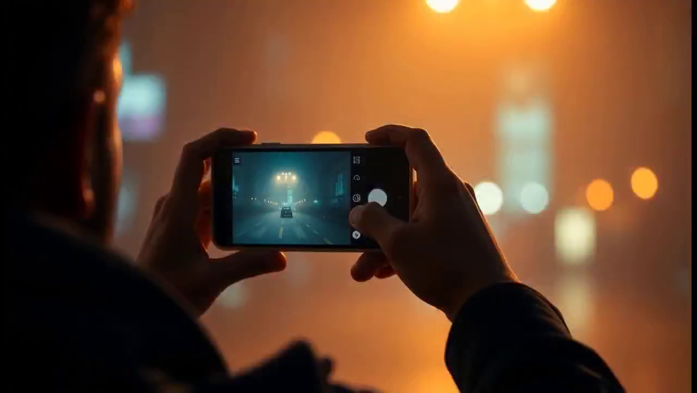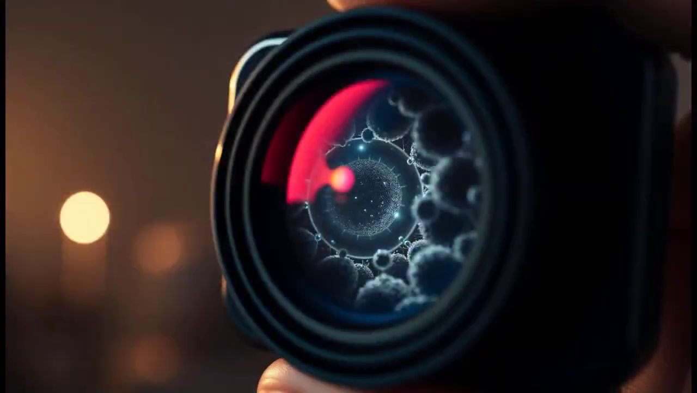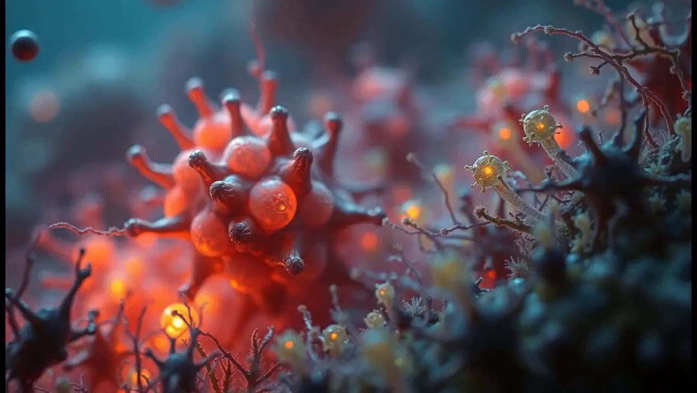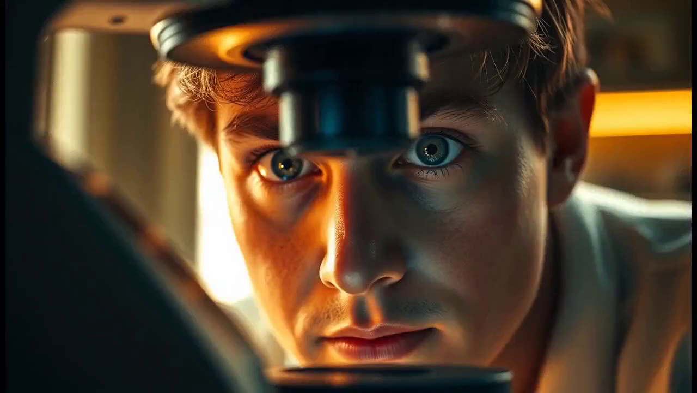So the next time you snap a photo with your smartphone, remember the incredible science and engineering that went into creating that tiny camera. It's a window into a microscopic universe, a testament to human ingenuity. And it's a reminder that even the most everyday objects can hold extraordinary secrets. The unseen world is waiting to be discovered. Keep exploring.